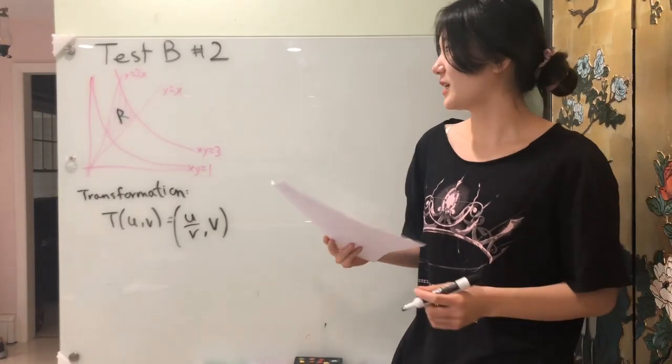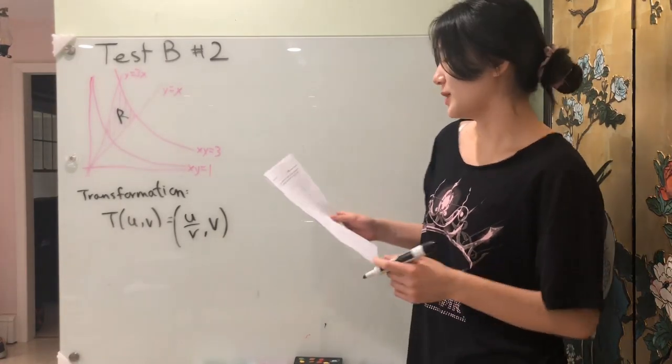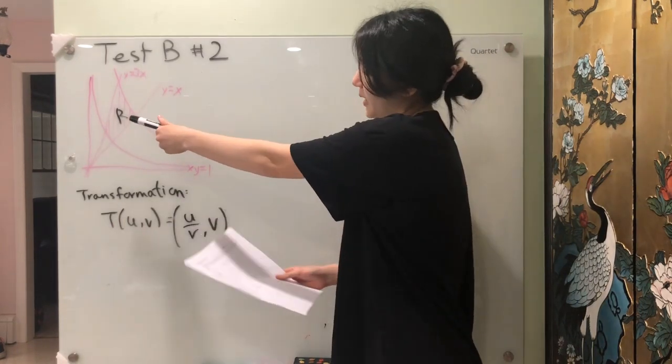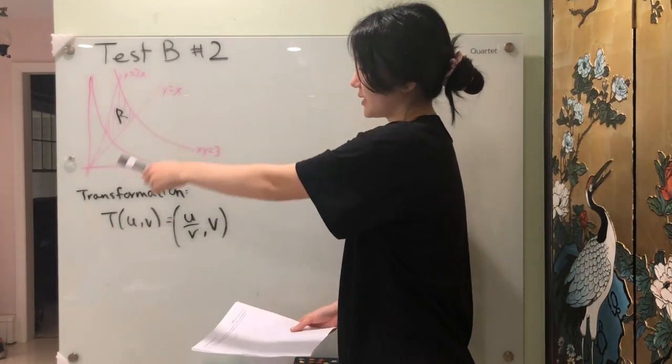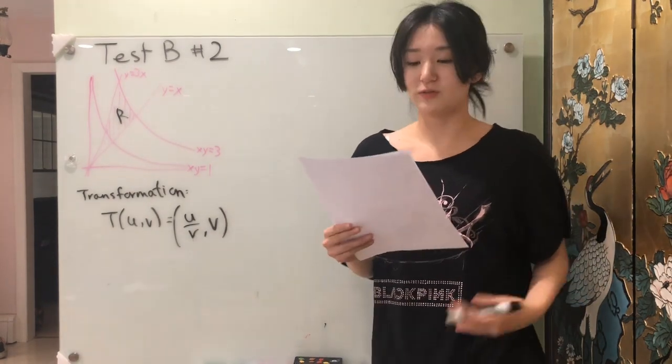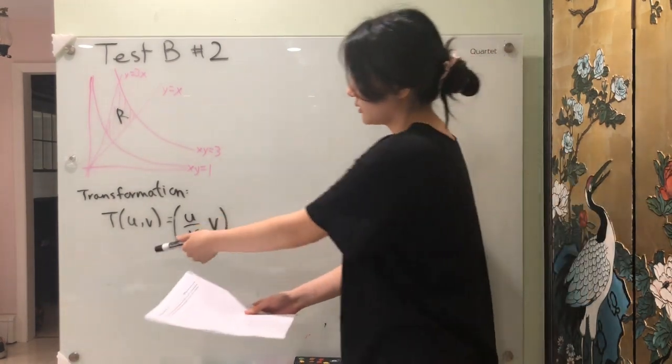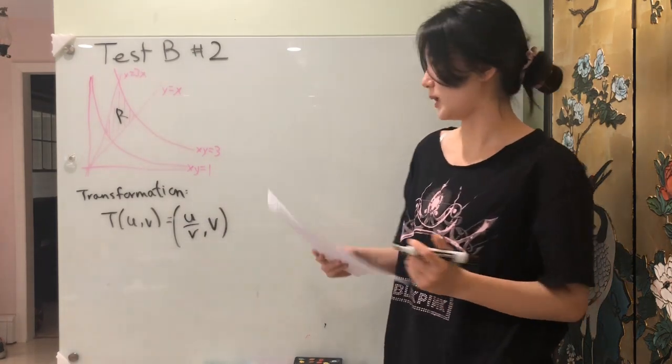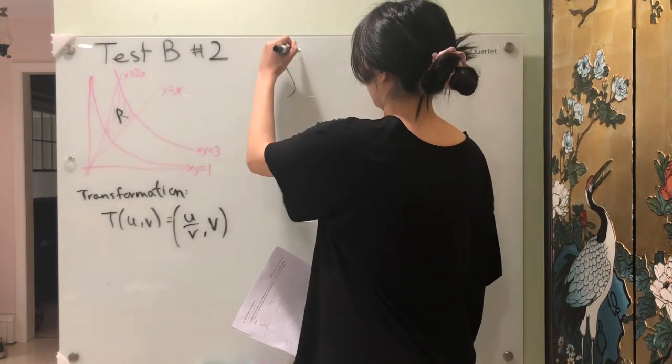Next we're going to talk about Test B question 2. In this question, we have a region R bounded by 4 curves: y equals 3x, y equals x, and 2 hyperbolas. And we are tasked to apply the Jacobian theorem with this transformation over here to evaluate this integral.